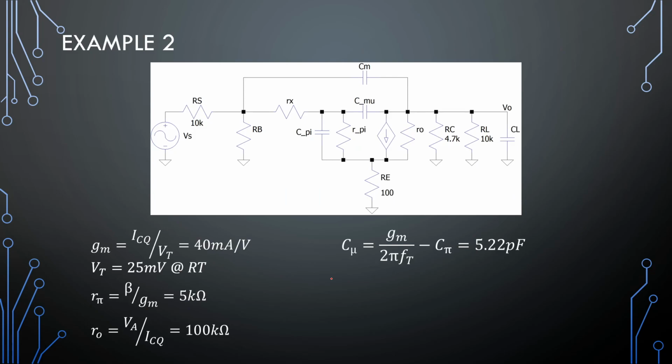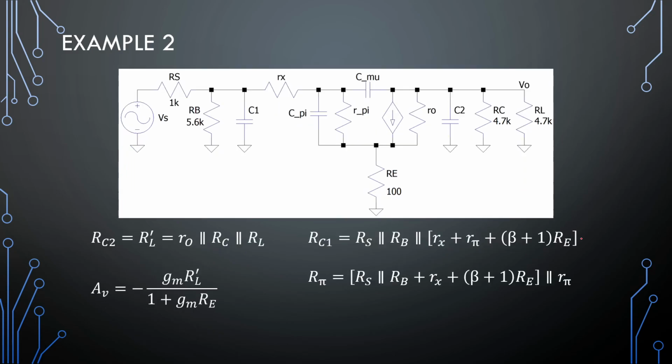So let's start with our model. Same as the previous one, just this emitter resistor is included. Everything else still works out exactly the same. Now, RC2 remained the same. That is what this capacitor here is seeing.